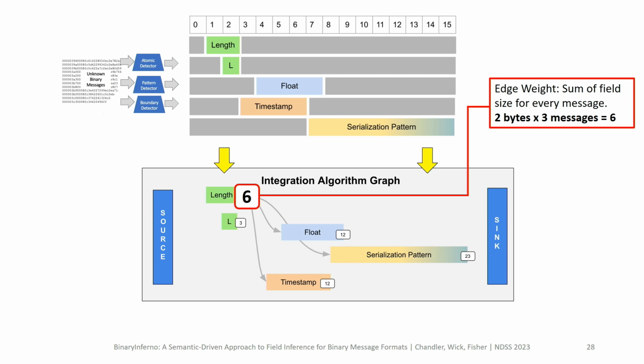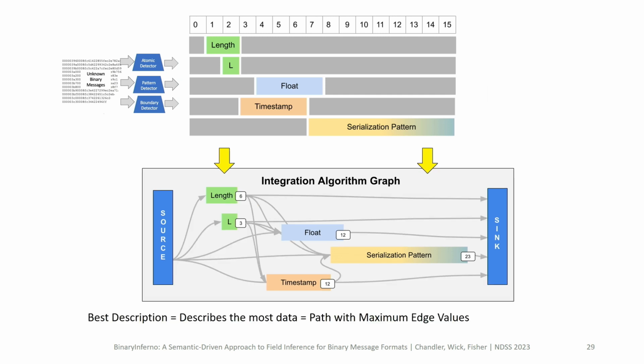The intuition here is we want to search through this graph. We want to find all the clues that describe as much of the data as possible. We want to find a way to maximize the description we return to the analyst. So after we've created this graph and weighted all of our edges, we just need to find a max path across the graph from the source to the sink.